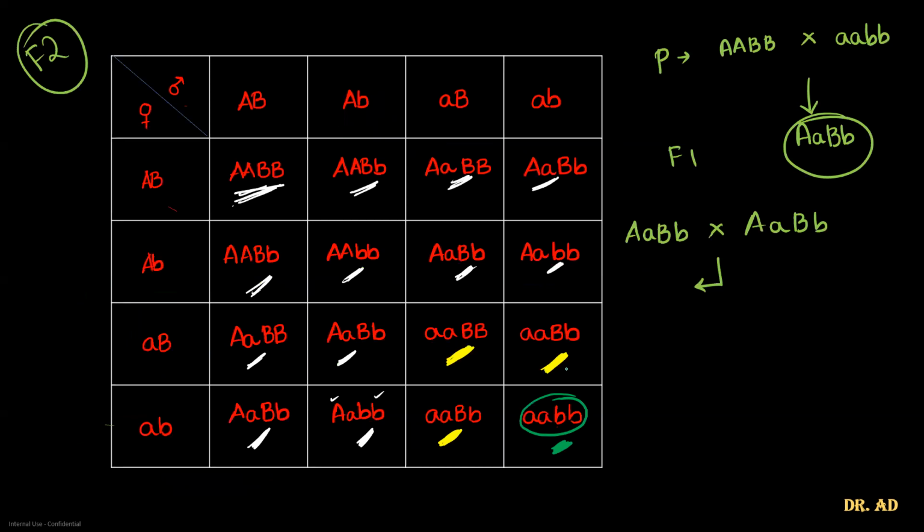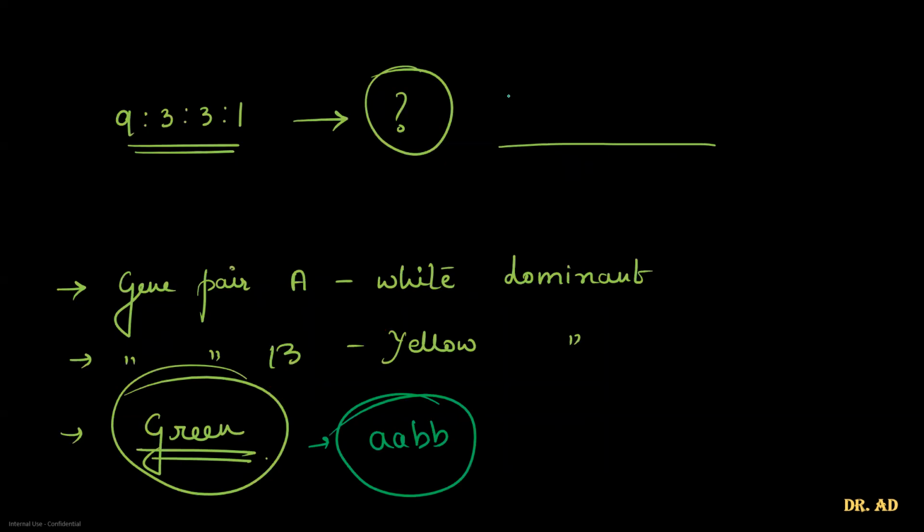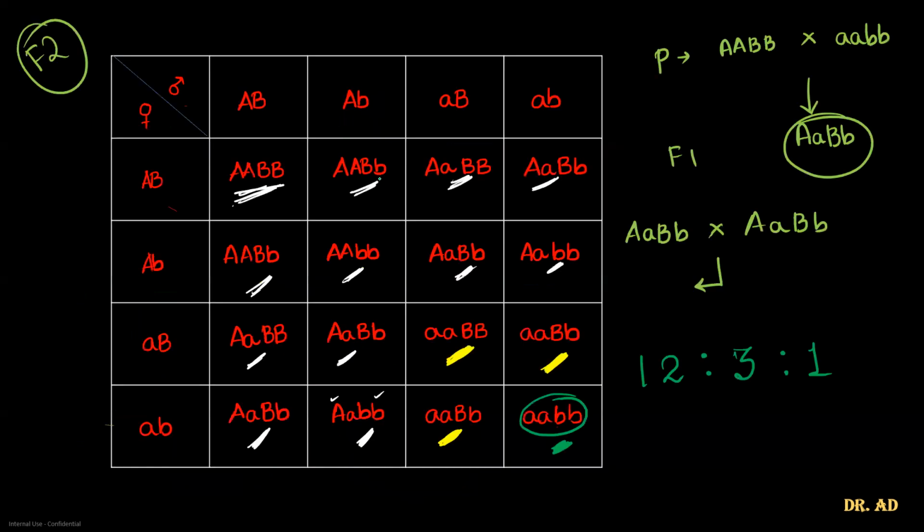Okay. Now let's see what is our ratio. Our ratio is how many whites? 1, 2, 3, 4, 5, 6, 7, 8, 9, 10, 11, 12. So 12 is to how many yellow? 1, 2, 3. And how many green? 1. So our ratio is modified to 12:3:1. This is what we get. And this interaction is known as dominant epistasis.